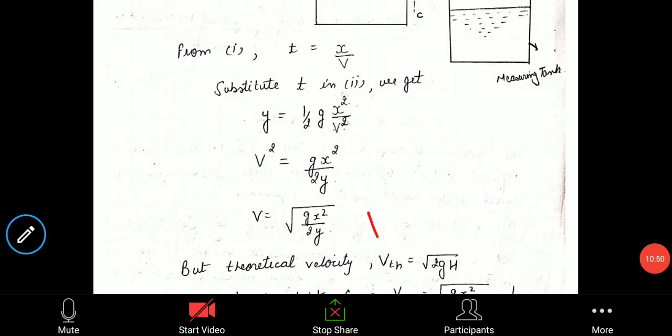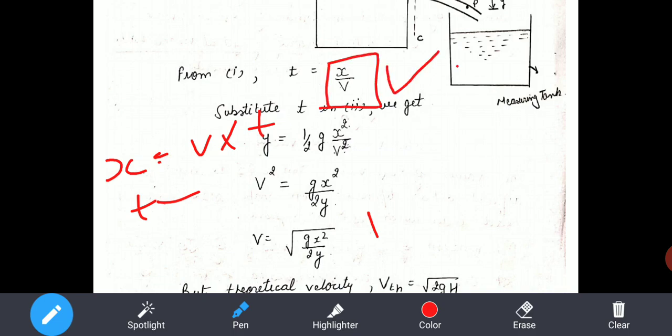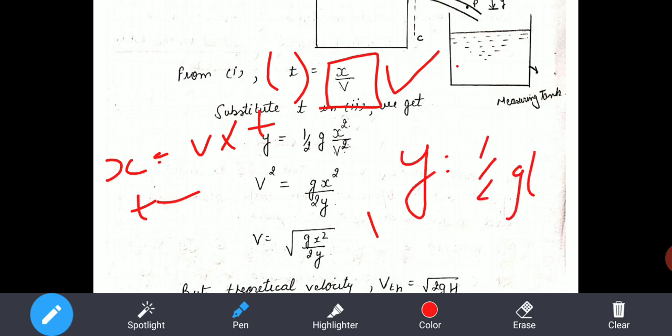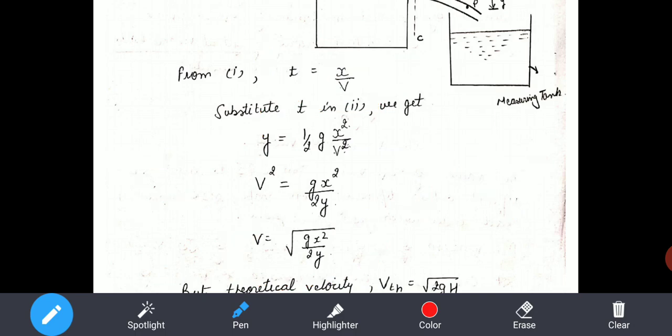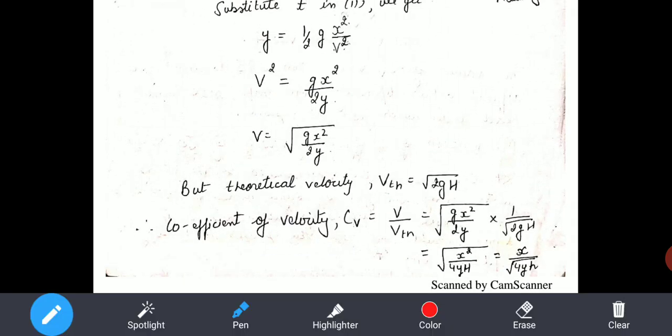Now from the horizontal distance x, we can find t, as x is equal to v into t. From here we obtain t is equal to x upon v. Put this value of t in the second equation, which is y, the vertical distance, equal to 1 by 2 gt square, and after putting the value we obtain the actual velocity v. Further, the theoretical velocity we already know is equal to under root 2gh.